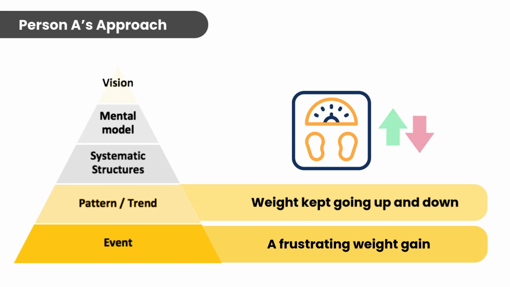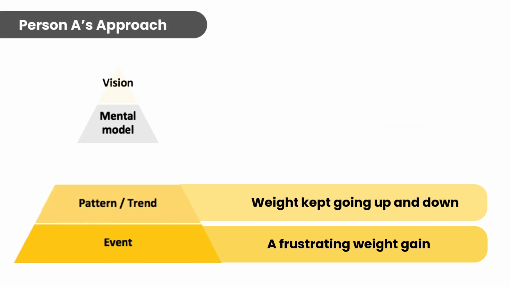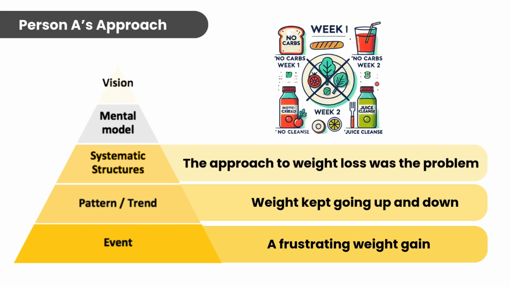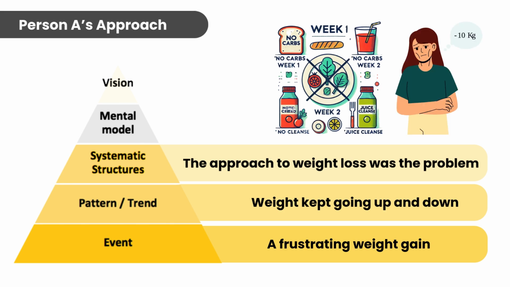So what did person A realize was causing this pattern at the systemic structure level? At the systemic structure level, person A realized their approach to weight loss was the problem. They were doing fad diets, cutting out carbs completely one week, then trying juice cleanses the next. Their eating habits were all over the place and not sustainable. So the system they had created for themselves was actually contributing to the problem.